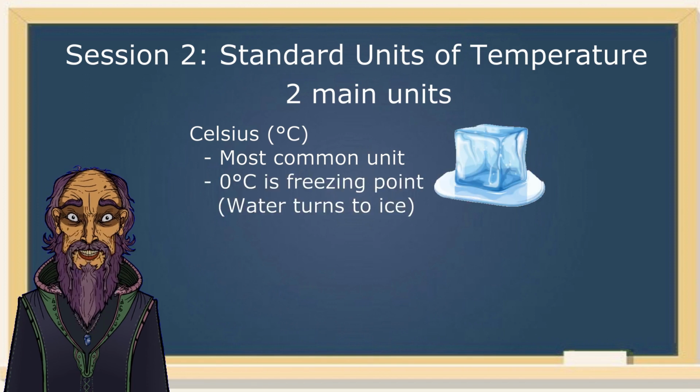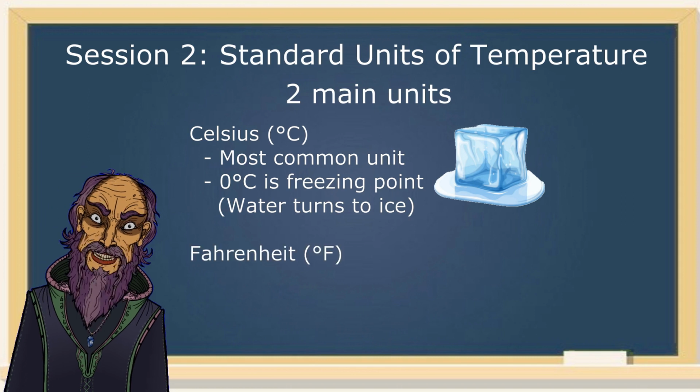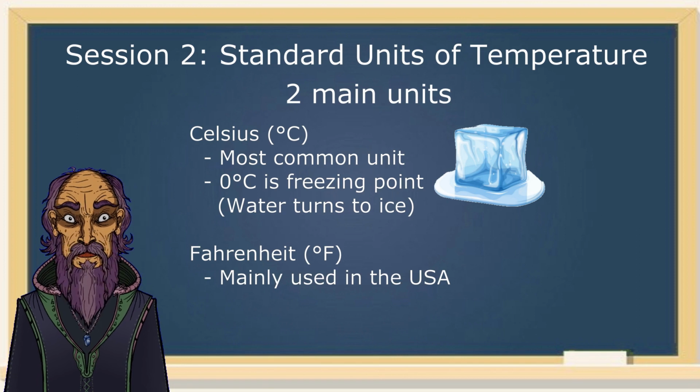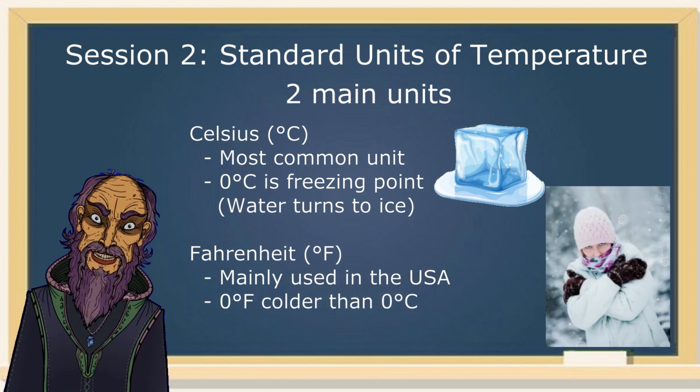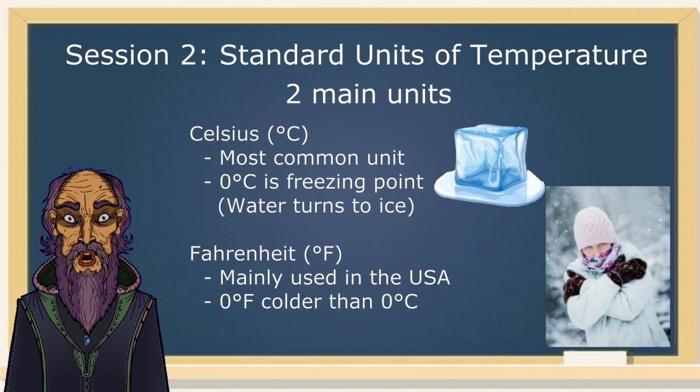0 degrees Celsius is the freezing point, like when water turns to ice. Fahrenheit, degree F, is mainly used in the United States. 0 degrees Fahrenheit is really cold, even colder than 0 degrees Celsius.